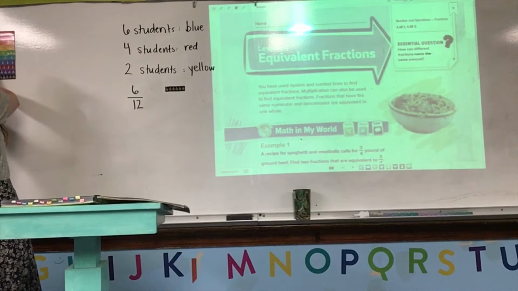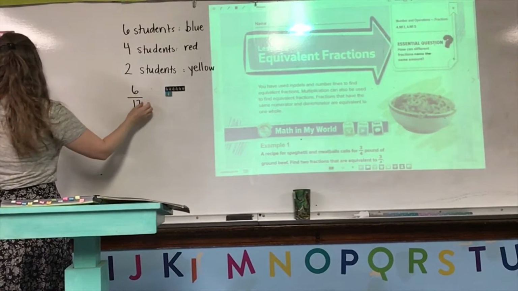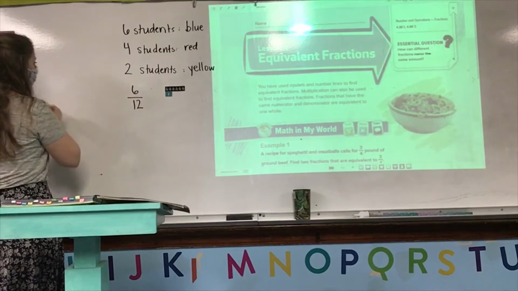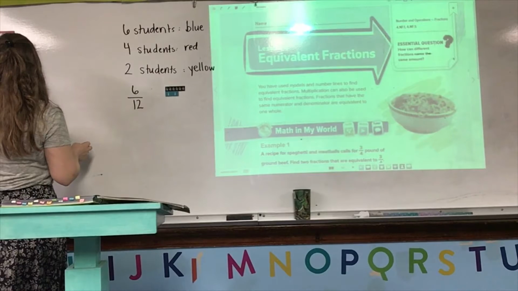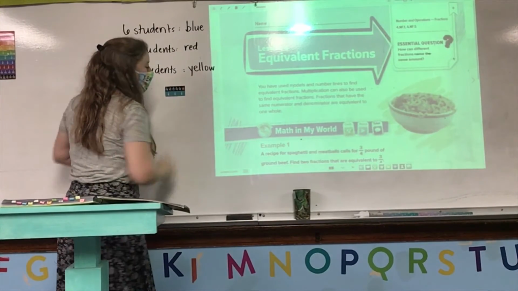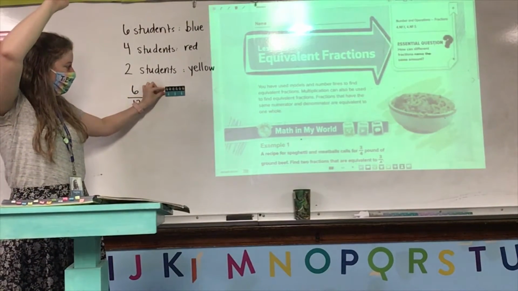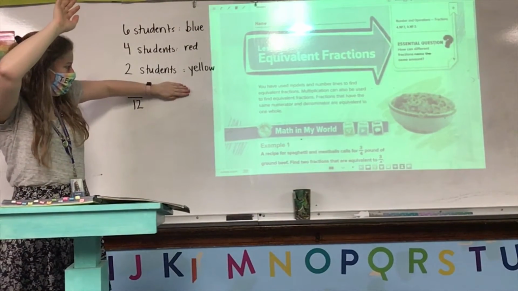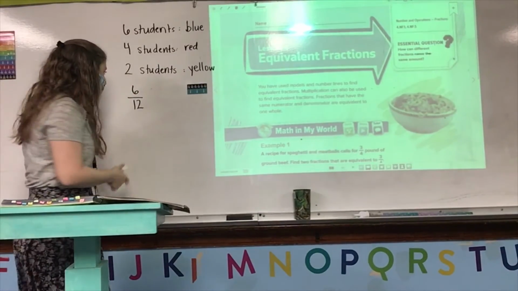1/6 tiles. 1 is not equal. 2 is not equal. But 3 is equal. So that means what fraction is equivalent to 6/12? Michaela? 3/6.